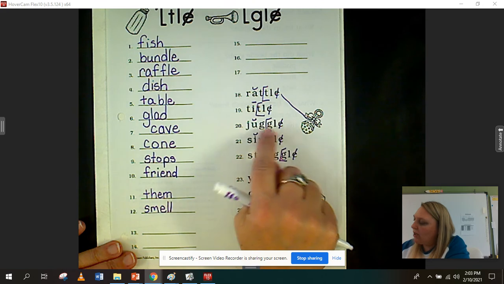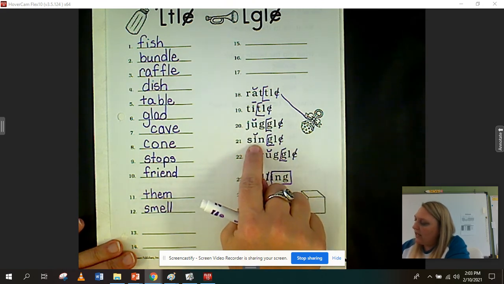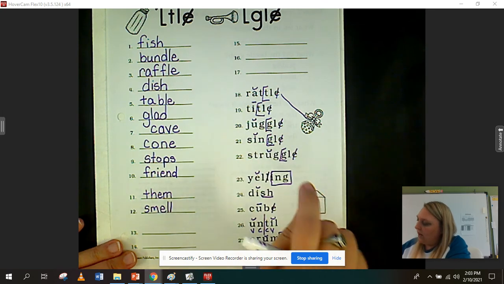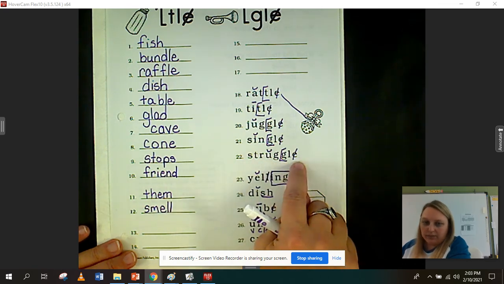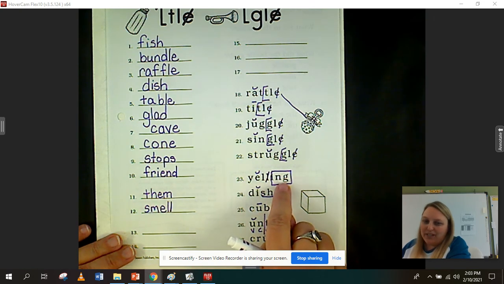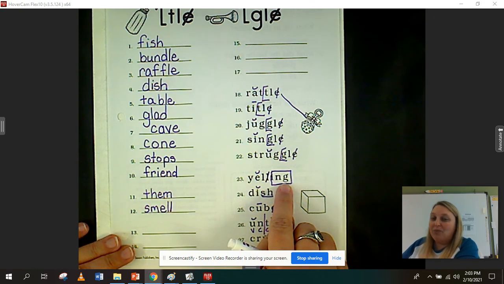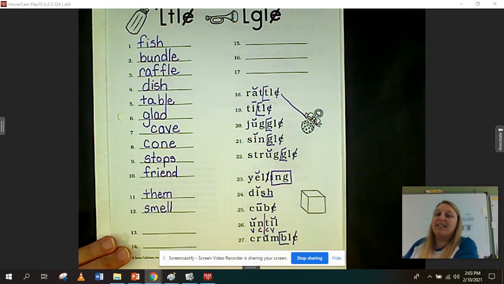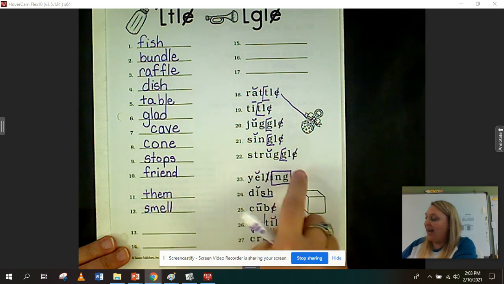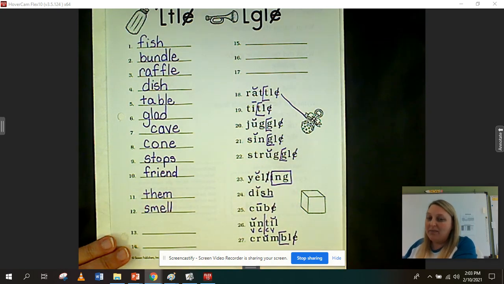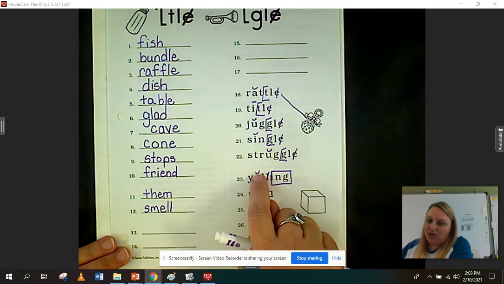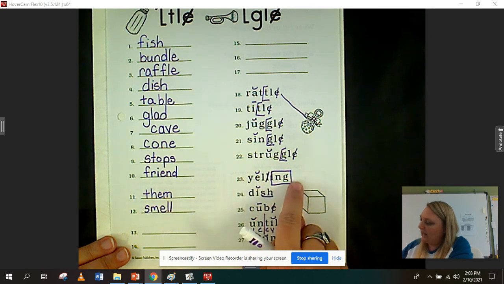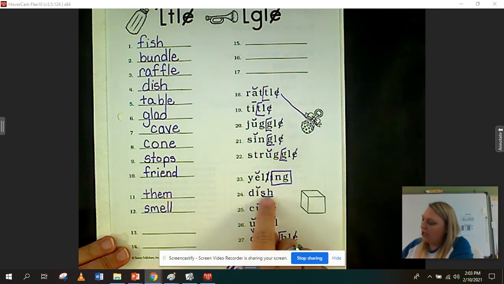Jug, juggle, single, single. All right, and then we have struggle, struggle. Then down here, did you guys remember your suffix ing, which means it's happening right now? Ed tells us it already happened in the past. Ing says it's happening right now. My mom is yelling at the dog. And then we have a double consonant, so we mark one out, and we have a short vowel. Yelling, yelling.